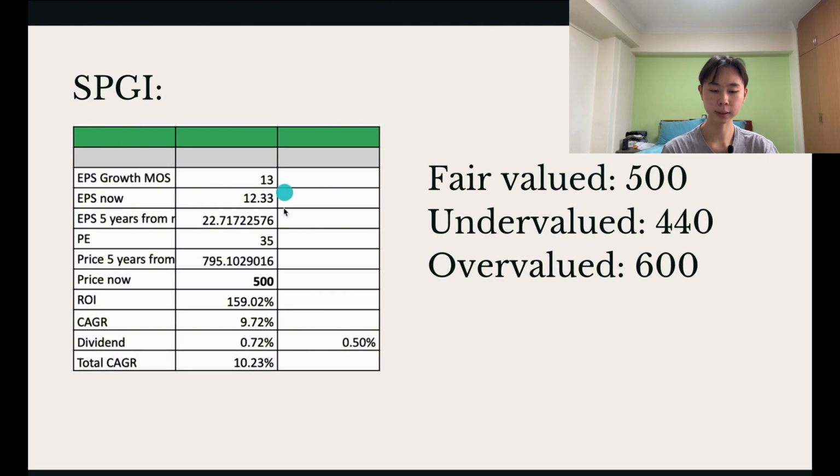And assuming 35 times earnings, S&P Global over here will give you around a 10% CAGR over the next few years. So using the EPS calculation, S&P Global is around fair value right now, and I would say the overvalued range will be around $600, which is around 20% above today's price, and the undervalued range will be around $440. That will be where I'll be adding heavily into this company.